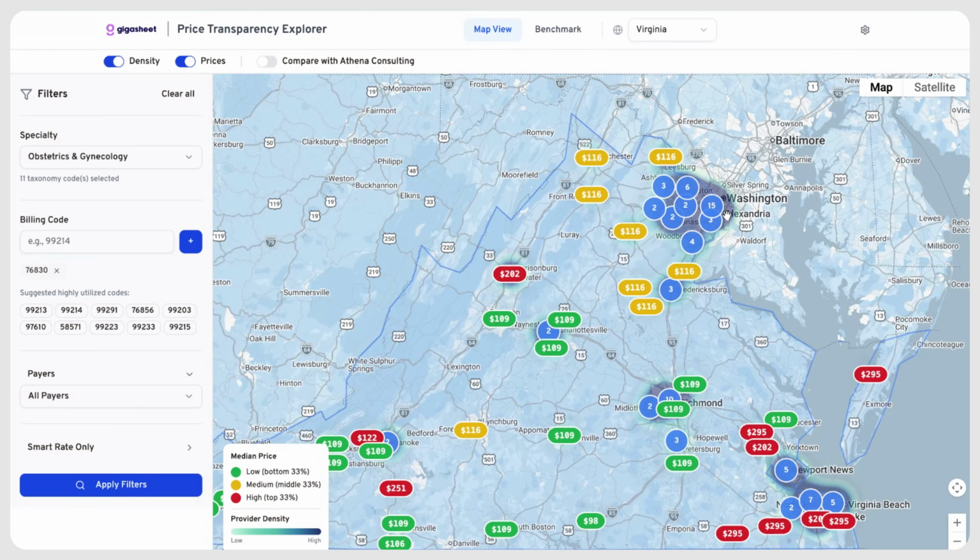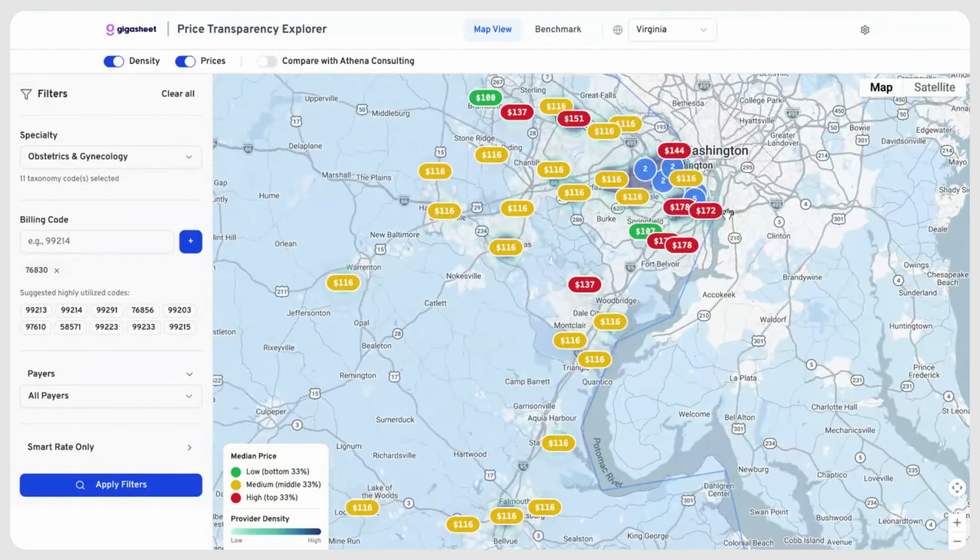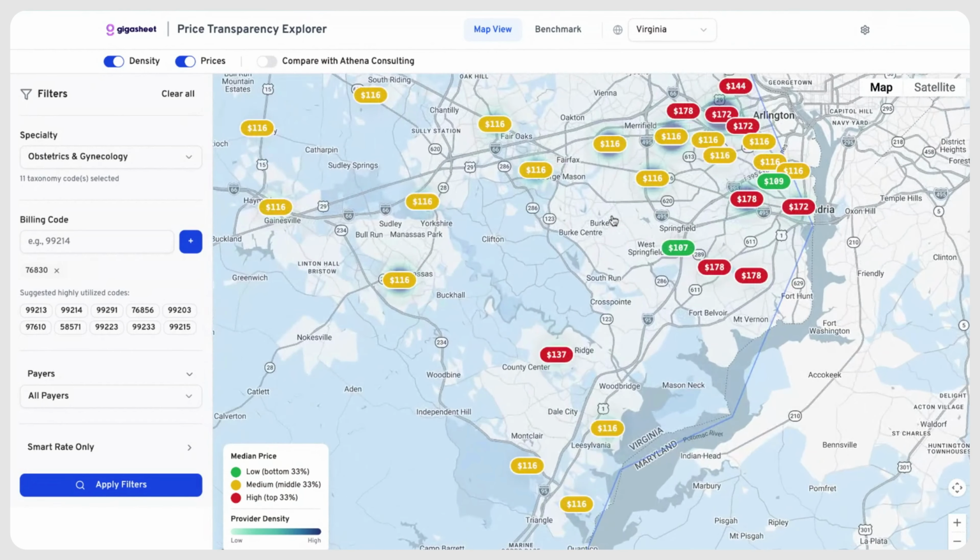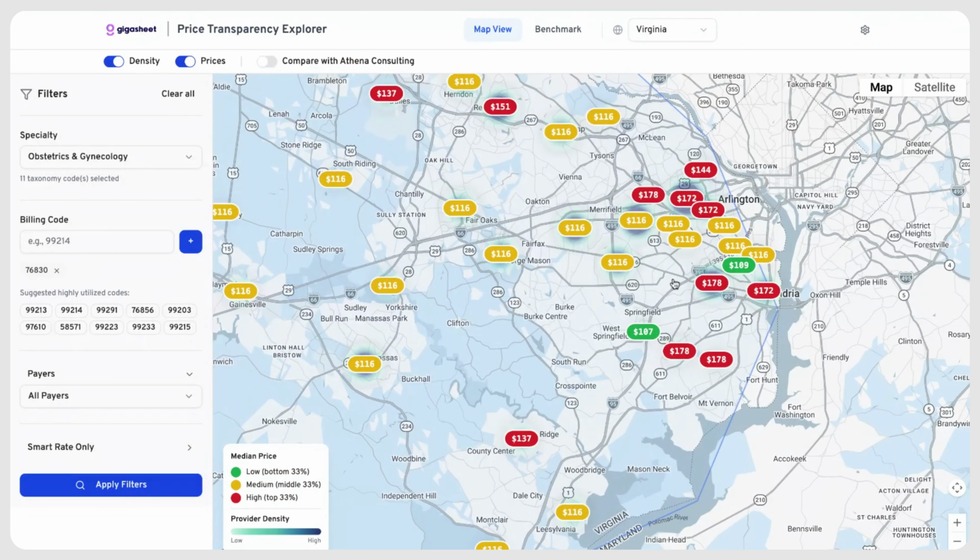And we'll drill into the Washington, D.C. area here and just take a look at some of this data. As you can tell, as we get closer in the metropolitan areas, as we get closer to DC here, it gets a bit more expensive. But what I'm going to do now is, you may have noticed this toggle at the top, which is compare with Athena Consulting. Athena Consulting is a company with a self-funded plan, and we just pulled that plan. It's publicly available. So we were able to pull their plan down.